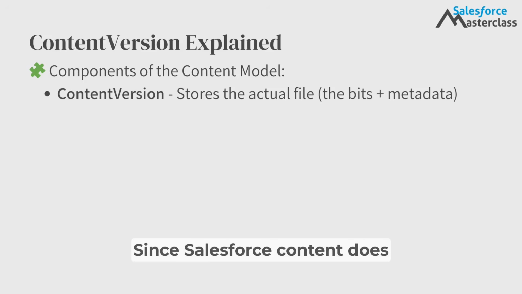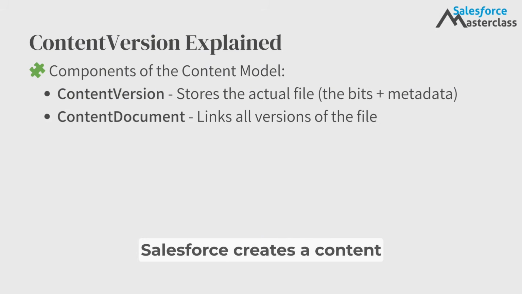Since Salesforce Content does more than just store files, let's take a quick minute to understand how it all works. When we upload a new file, we're creating a record in the ContentVersion object. This is where the actual file is stored. Salesforce creates a content document record automatically. It links all versions of the file. You don't need to manually create or insert into the content document object.